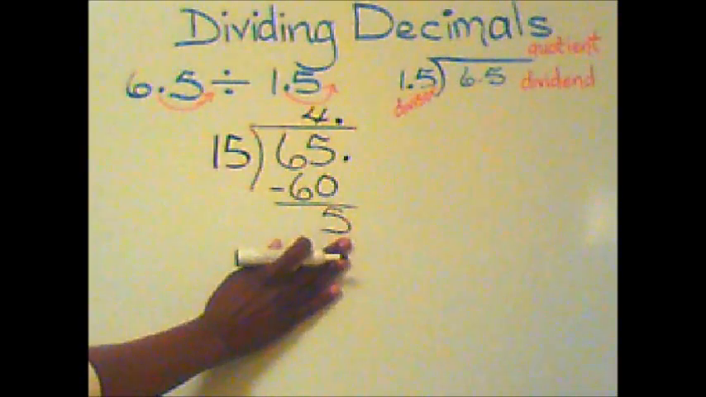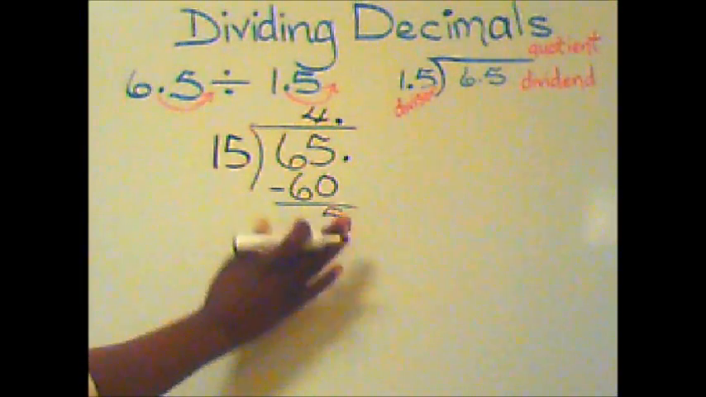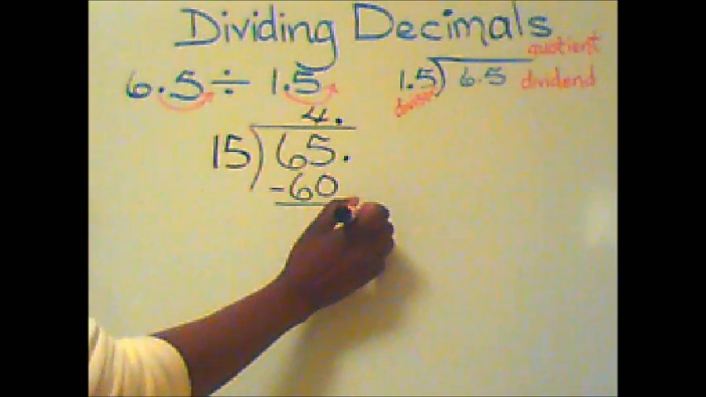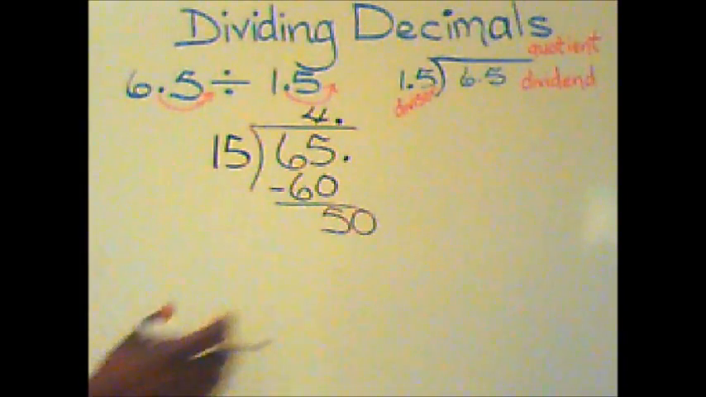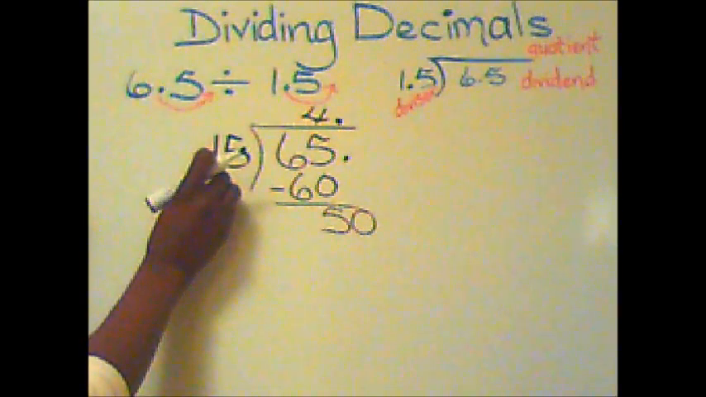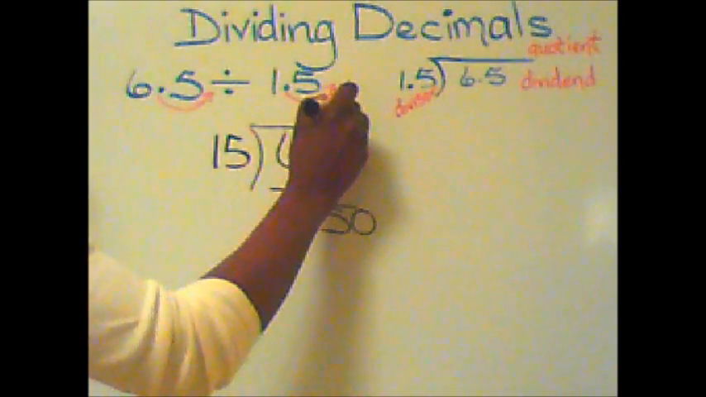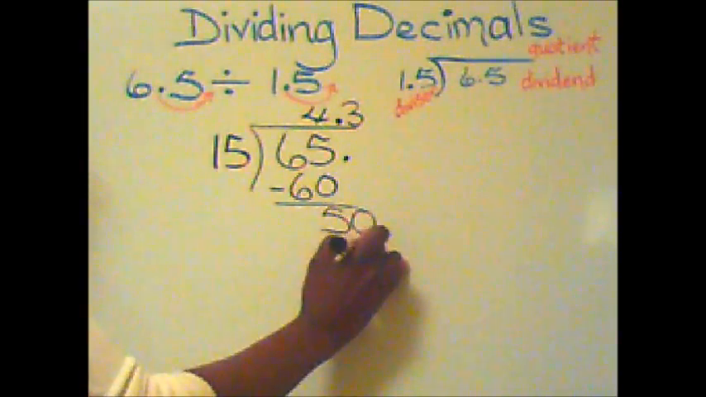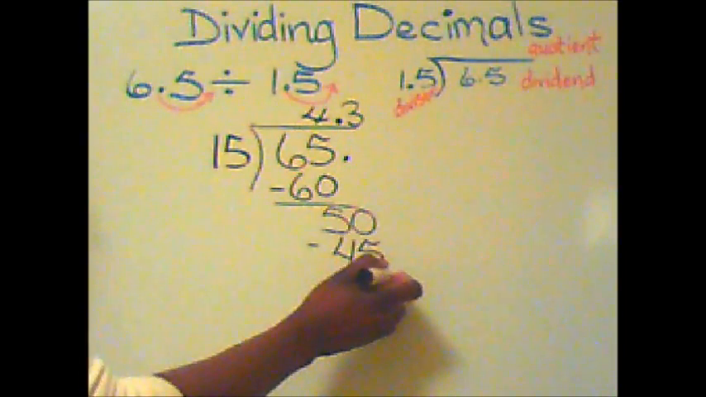But I don't just leave my 5 there and say, oh, my answer is 4, remainder 5. No, because I'm dividing decimals, I'm going to put a 0 in front of the 5. 5 now becomes 50. Now my question is, how many 15s are in 50? 15 times 3 equals 45. Now I'm going to subtract 45 from 50.